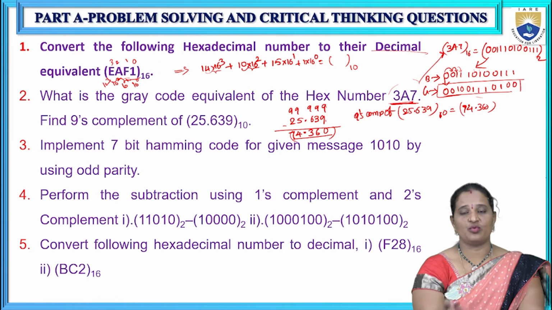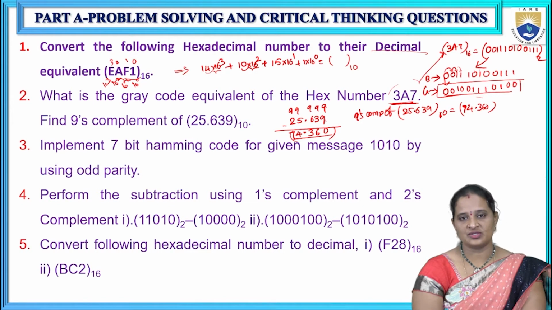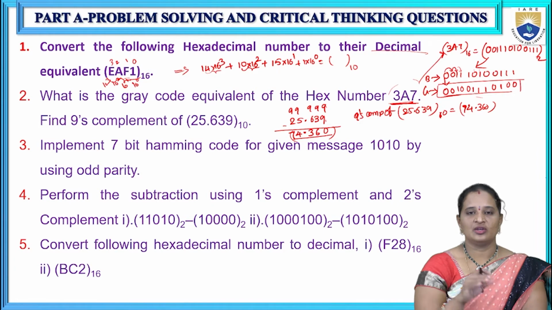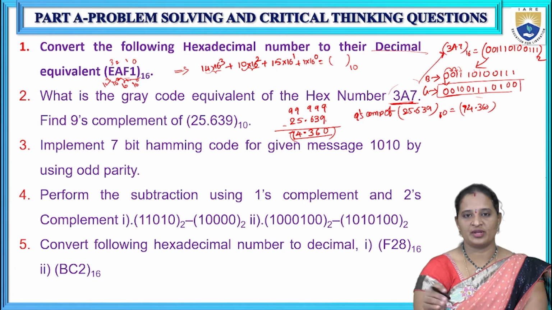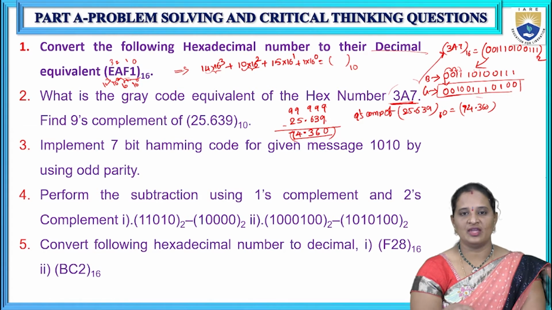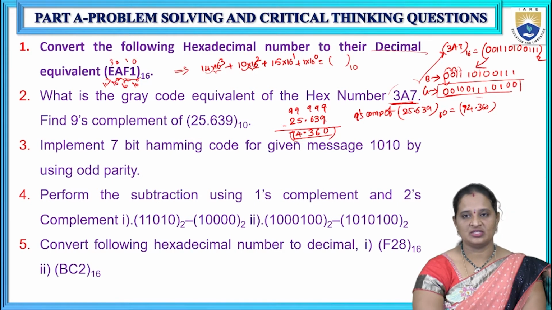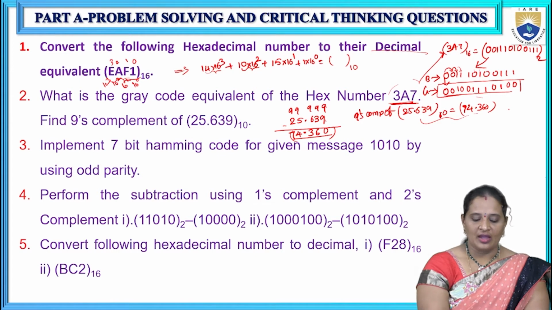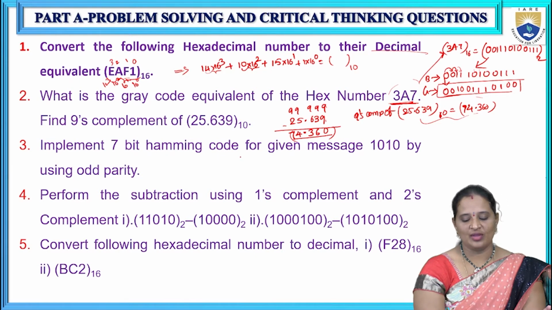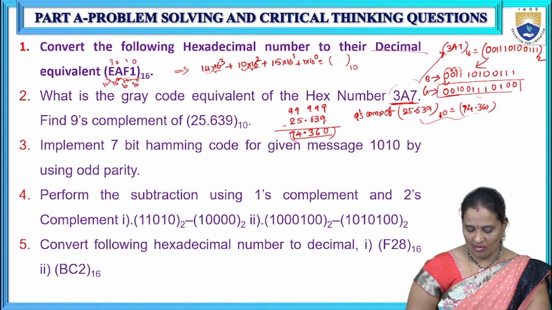So first, whatever you are doing, write down some steps of getting the nines complement. What I said: the nines complement of a decimal number can be obtained by subtracting each digit of the decimal number from 9. Just write this down in words and then do that procedure to find the answer. This is the way. And then implement a 7-bit Hamming code for the given message 1010 by using odd parity.